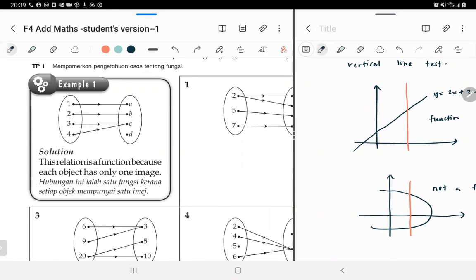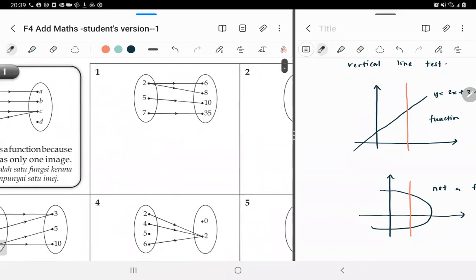Okay, this relation is a function because each object has only one image. Okay, because you produce only one product. One ingredient produces one product. Multiple ingredients produce one product. As long as you produce one product, produce one image, then it will be a function.